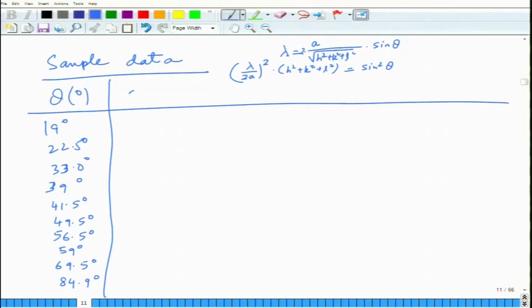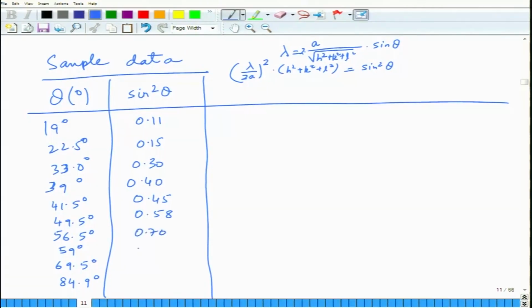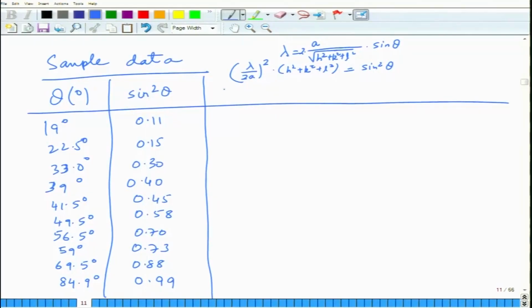So, let us do the sin square theta calculation. Sin square theta will work out to be 0.11, 0.15, 0.30, 0.40, 0.45, 0.58, 0.70, 0.73, 0.88 and 0.99. Now, you need to convert these into integers. There are two ways of doing it. You can do it manually, or you can divide by the smallest number and then convert into integers. Okay. So, we can do it first manually.